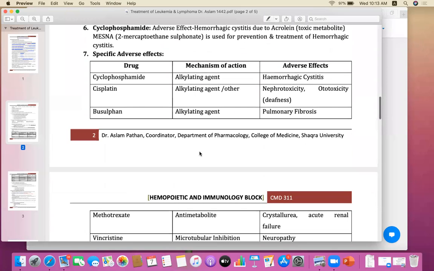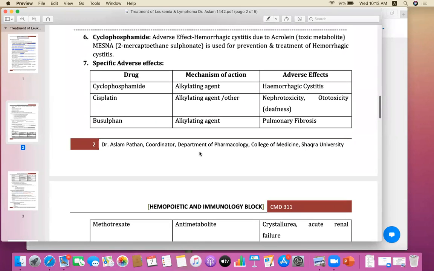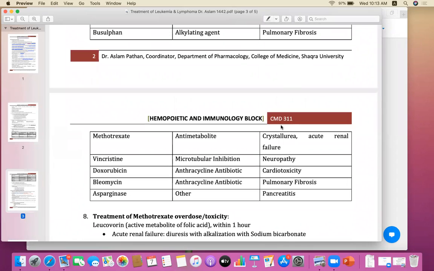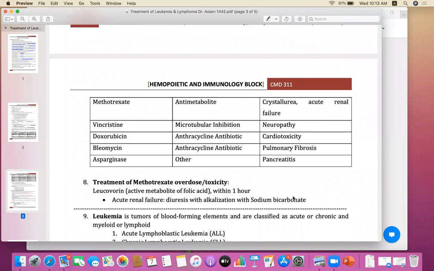This table indicates the specific adverse effect of each drug: cyclophosphamide, hemorrhagic cystitis; cisplatin, nephrotoxicity and ototoxicity; busulfan, pulmonary fibrosis; methotrexate, crystalluria, which may lead to acute renal failure; vincristine, neuropathy; doxorubicin, cardiotoxicity; bleomycin, pulmonary fibrosis; and asparaginase, pancreatitis.